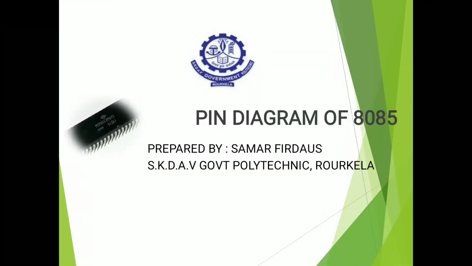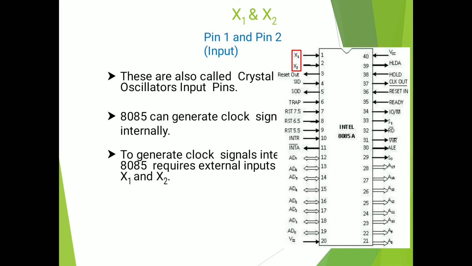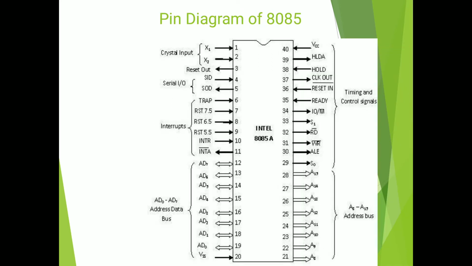Students, in today's session we are going to discuss the pin diagram of the 8085 microprocessor. At the end of the class we will be able to understand the function of each pin available in the 8085 microprocessor. As you see in this figure, there are 40 pins available in the 8085 microprocessor. This arrow direction is an input pin, this one is an output pin, and this one is bidirectional.